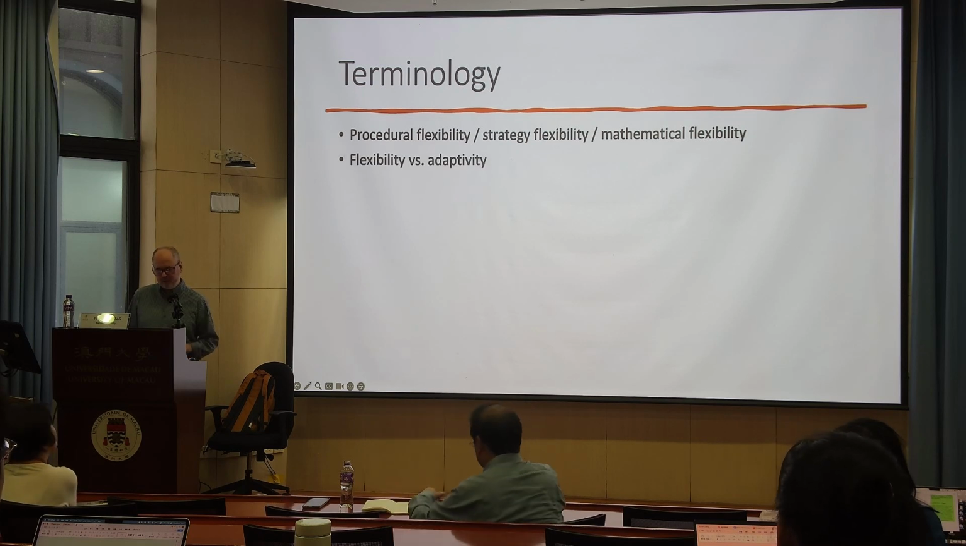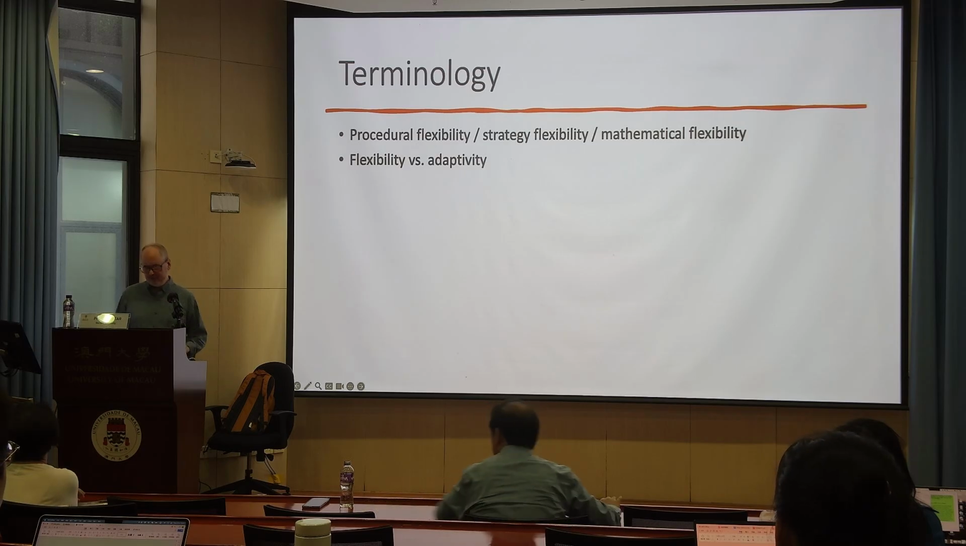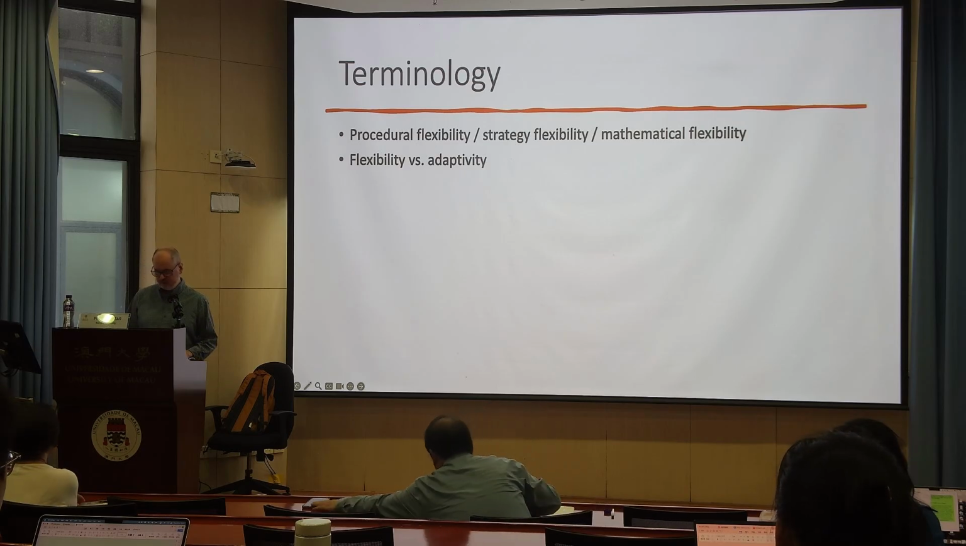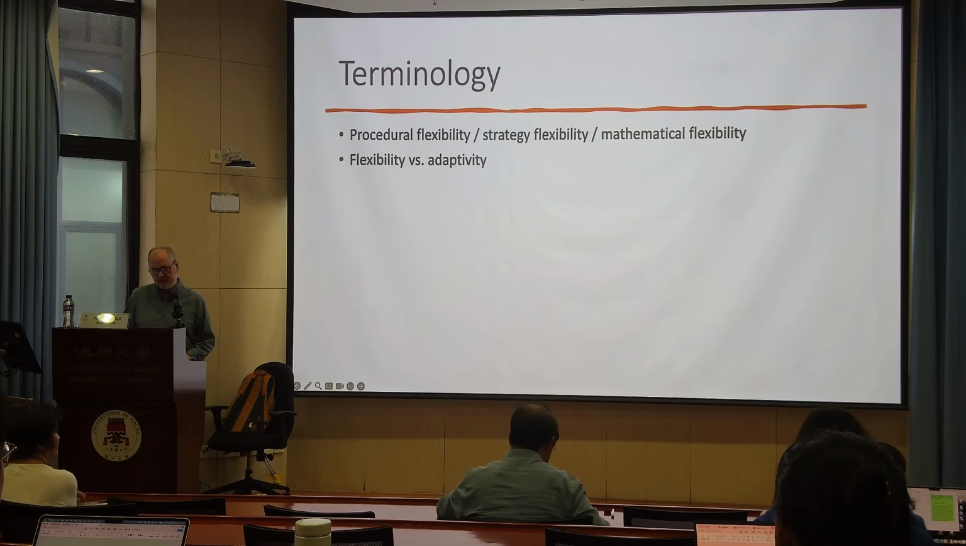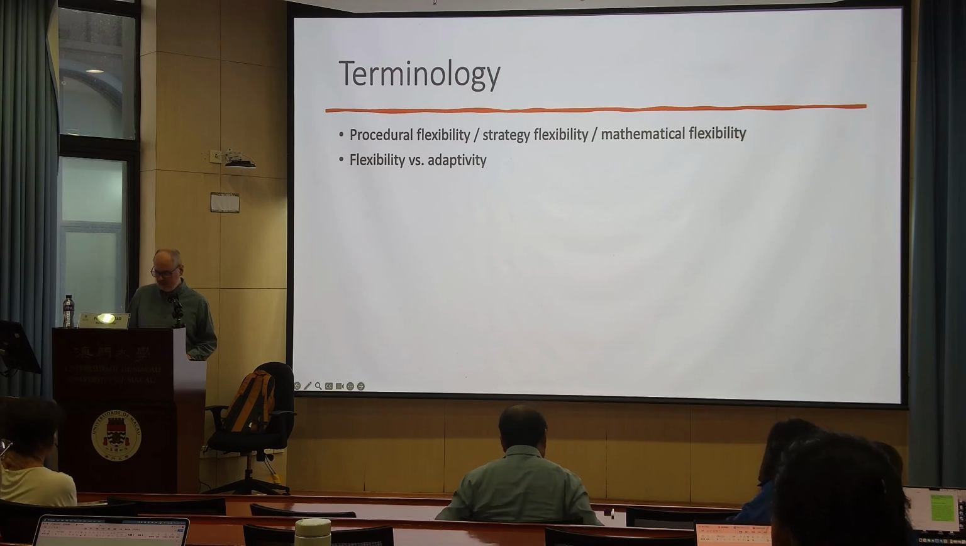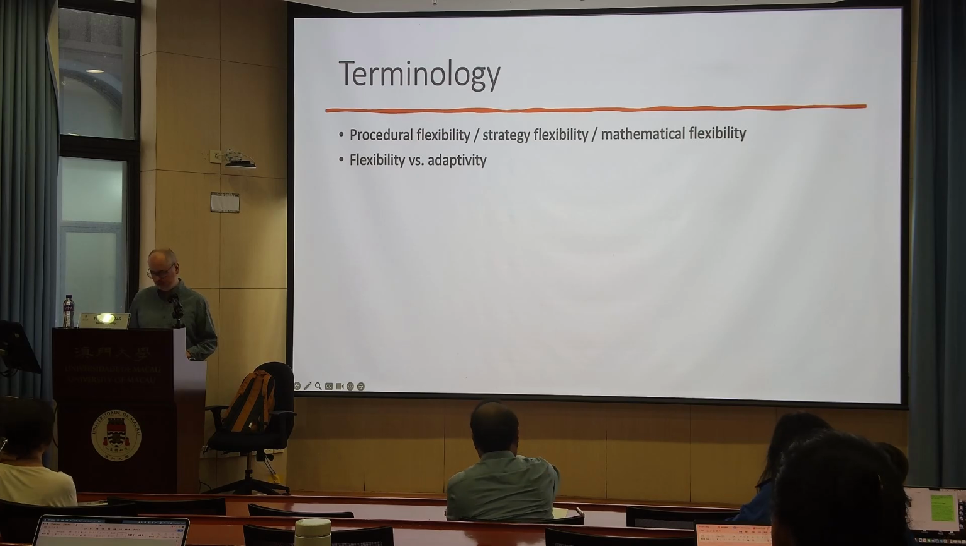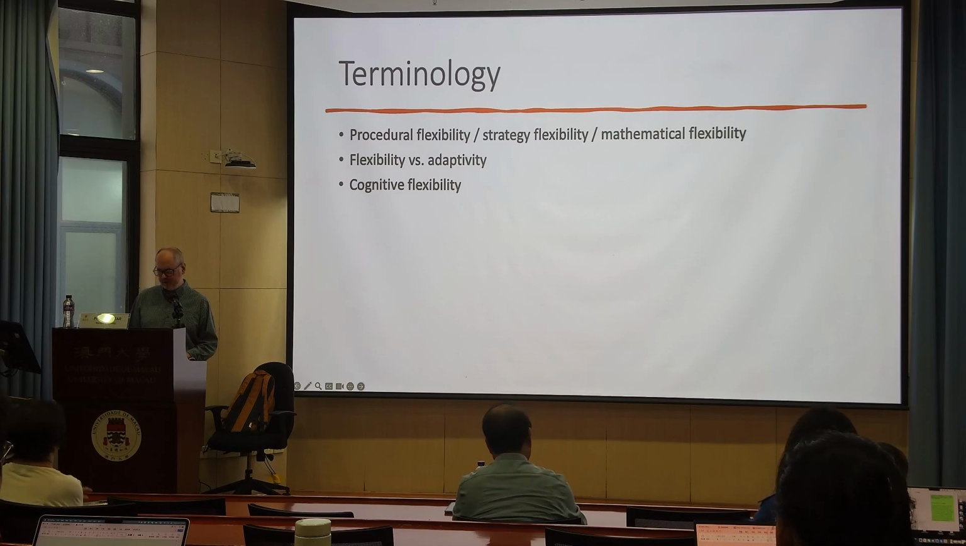The second terminology thing I want to mention is that there's a difference in English between what some people call flexibility and some people call adaptivity. When I define what I mean by flexibility in a moment, I'll introduce this distinction as well. And the third terminological thing I want to mention is there's this other thing that some people call cognitive flexibility. And this is different than procedural or mathematical flexibility, but again, I'll talk about that more in a moment.